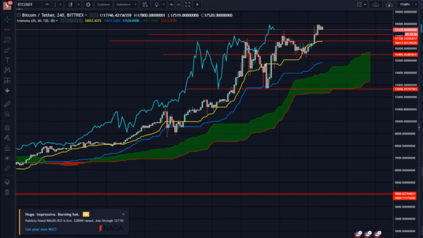All right, so that's going to be the end of part 2. Part 3 is going to cover more of the cloud twist, and we're also going to add the awesome oscillator, which will help with some more confirmations to make sure that we're getting in the right trades.